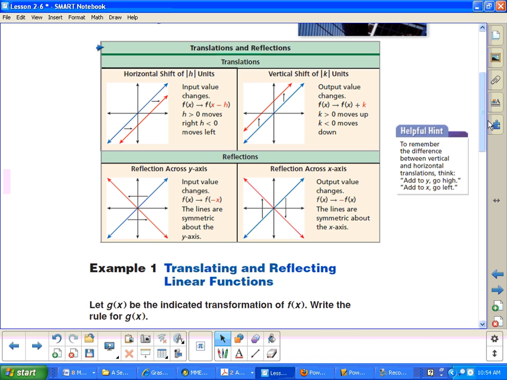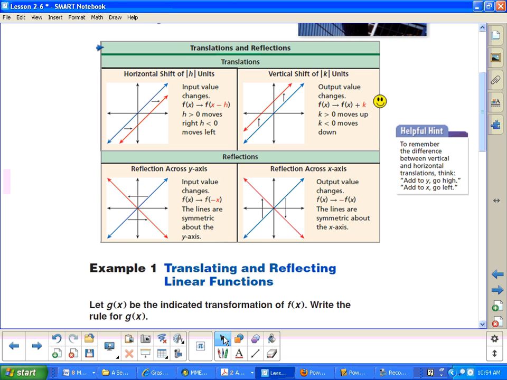If it's a vertical shift, then we're going to add it to the function. Whatever your function is, we're going to add whatever that amount is, like plus 5. That means we move the line, or all the y values, or all the points go up 5. Or if it says minus 3, then we're going to move it down 3 units.